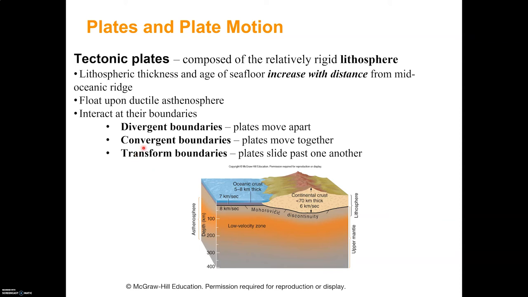All right, so a tectonic plate is composed of the lithosphere and the upper portion, just a little bit of the mantle. And then that rides on the asthenosphere. I like to use ride and not float because, remember, the mantle isn't liquid. So don't think that these plates are actually floating on fluid rock. And so the lithosphere, the thickness of it and the age of the seafloor increases with distance from the mid-ocean ridge. And like I said, it rides on top of the asthenosphere. And then it interacts at different boundaries doing different things. So we'll look at each of these boundaries here in a second.